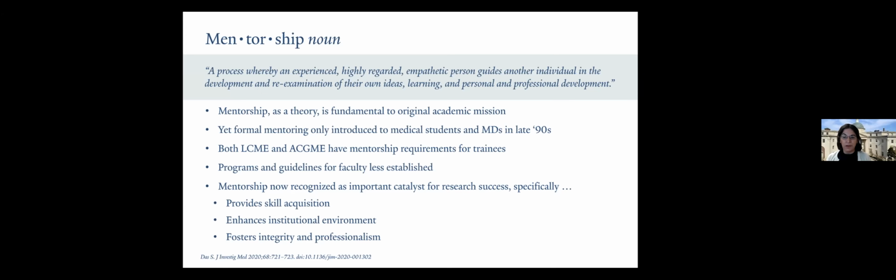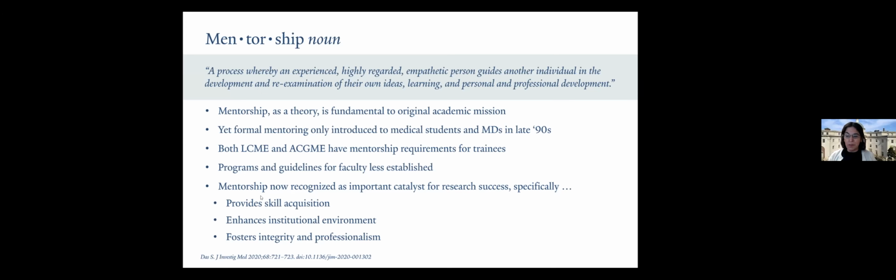But formal mentorship has only been introduced recently, in the late 90s. Both LCME and ACGME have formal mentorship requirements. But I would say that programs and guidelines for faculty are very poorly established. And the data, once you start diving in, we talk a lot about it, but we don't measure what is good mentorship and what is bad mentorship. I think most of us recognize it, but perhaps don't really have formal tools.